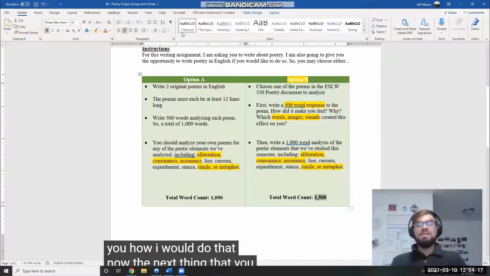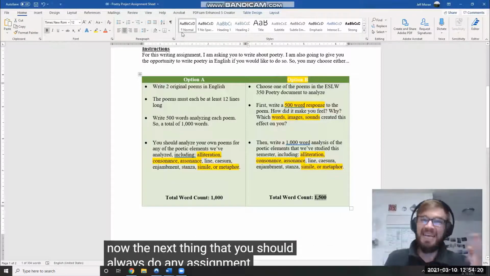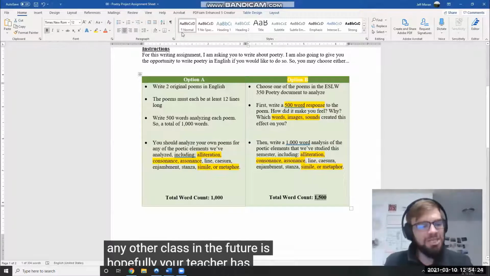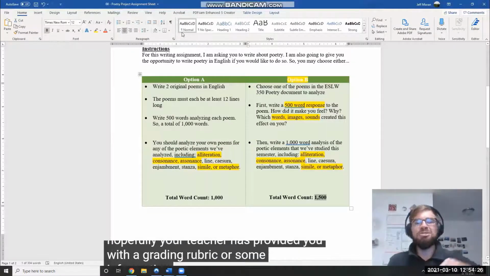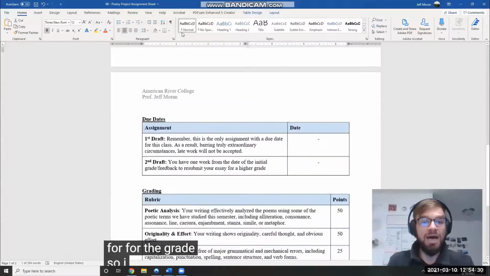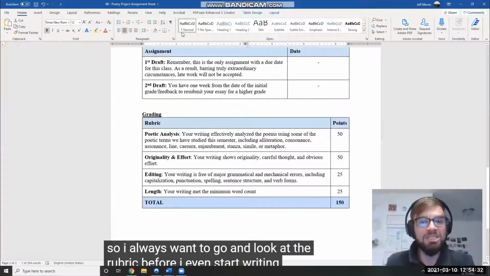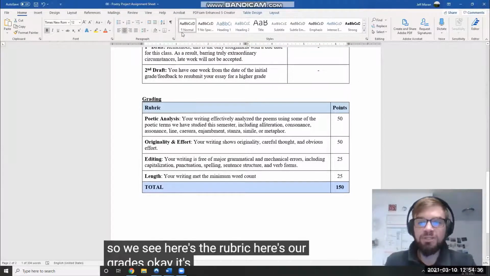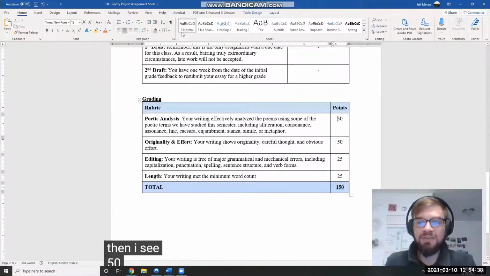Now, the next thing that you should always do, any assignment, this class, any other class in the future, is hopefully your teacher has provided you with a grading rubric or some information about what they are looking for in the grade. So I always want to go and look at the rubric before I even start writing. So we see here's the rubric, here's our grades. Okay, it's worth 150 points, and then I see 50, 50.